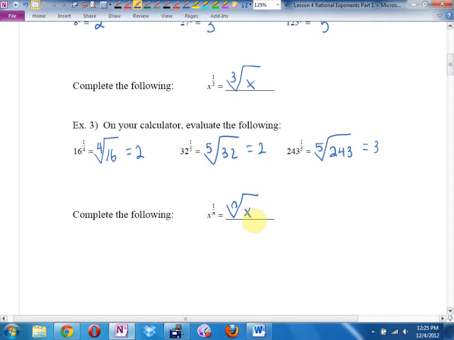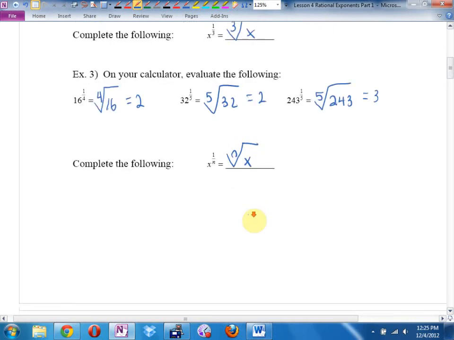So we're looking at fractional exponents. Do you notice the fractions that we used for exponents? What was the numerator in each of those fractions? What was the number that I put on the top of the fraction? 1. The next question we're going to ask ourselves is, what if there's not a 1 there? But let's turn the page.